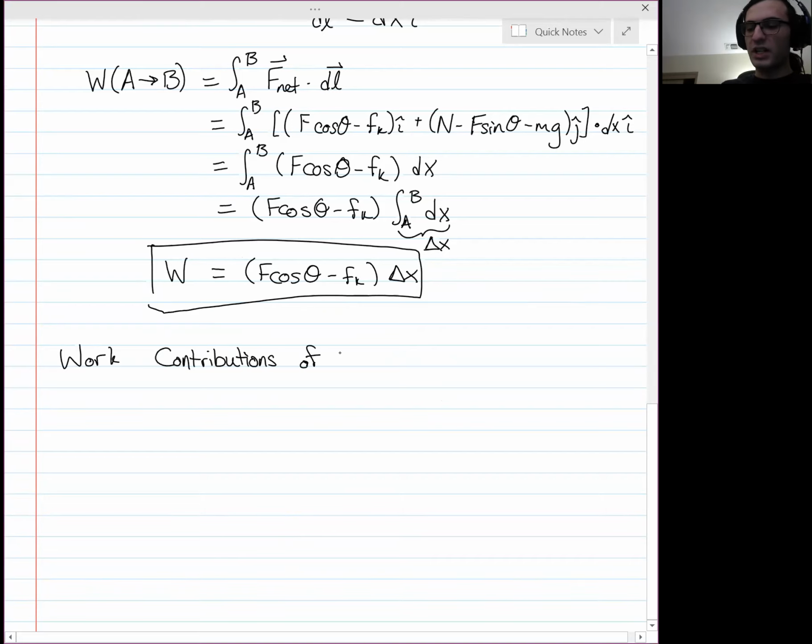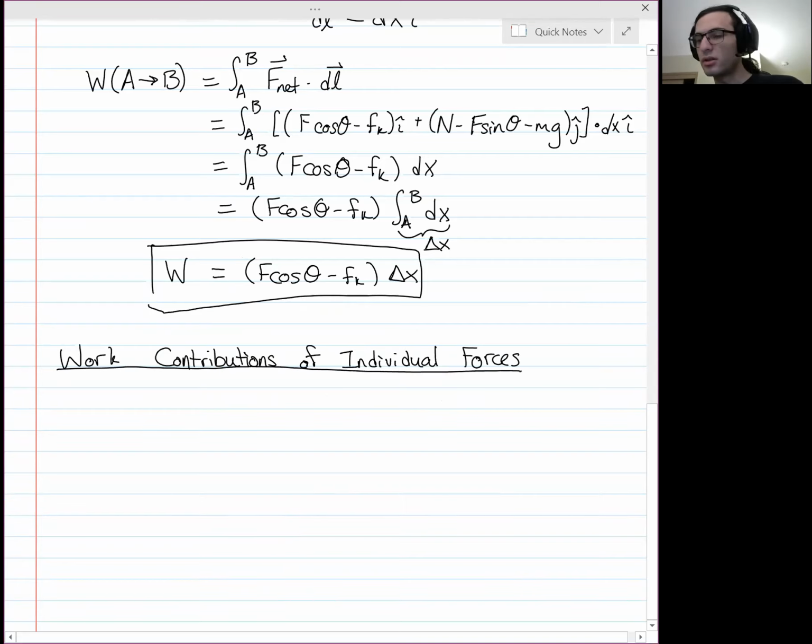So the idea here is that, by considering how individual forces, not the... yes, I'll get to that in a minute, Sethu. By considering how individual forces contribute to the total work rather than just how the net force contributes to the total work, we can simplify problems. That's the whole reason why this whole work business is useful at all.